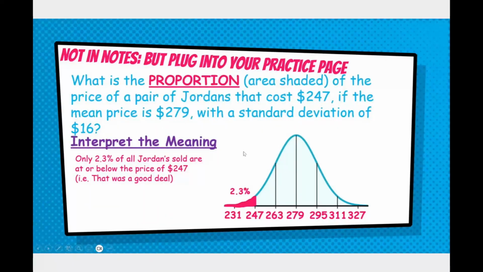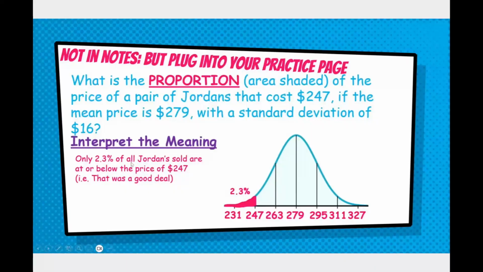If I were to shade the area, what is the proportion of the price of Jordans that cost less than $247? This is basically saying, what's the chance of you finding a pair of Jordans that are less than $247, with respect to this particular shoe? I've already found that it's 2.3. You can plug that in. But how would we interpret that?